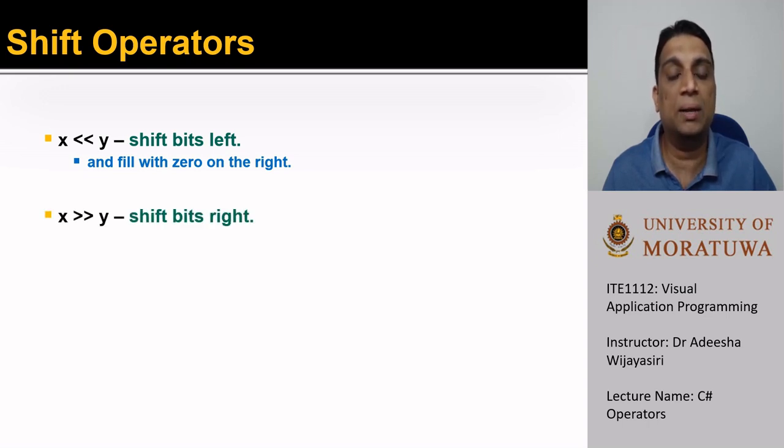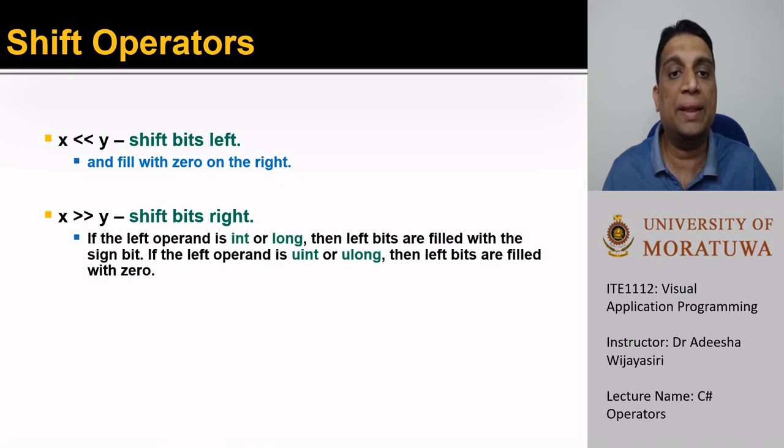The right shift operator, denoted by two greater than symbols, will shift its left hand operand bits to the right by the number of bits defined by its right hand operand. If the left operand is int or long, then leftmost bits are filled with the sign bit. If the left operand is uint or ulong, then leftmost bits are filled with 0.